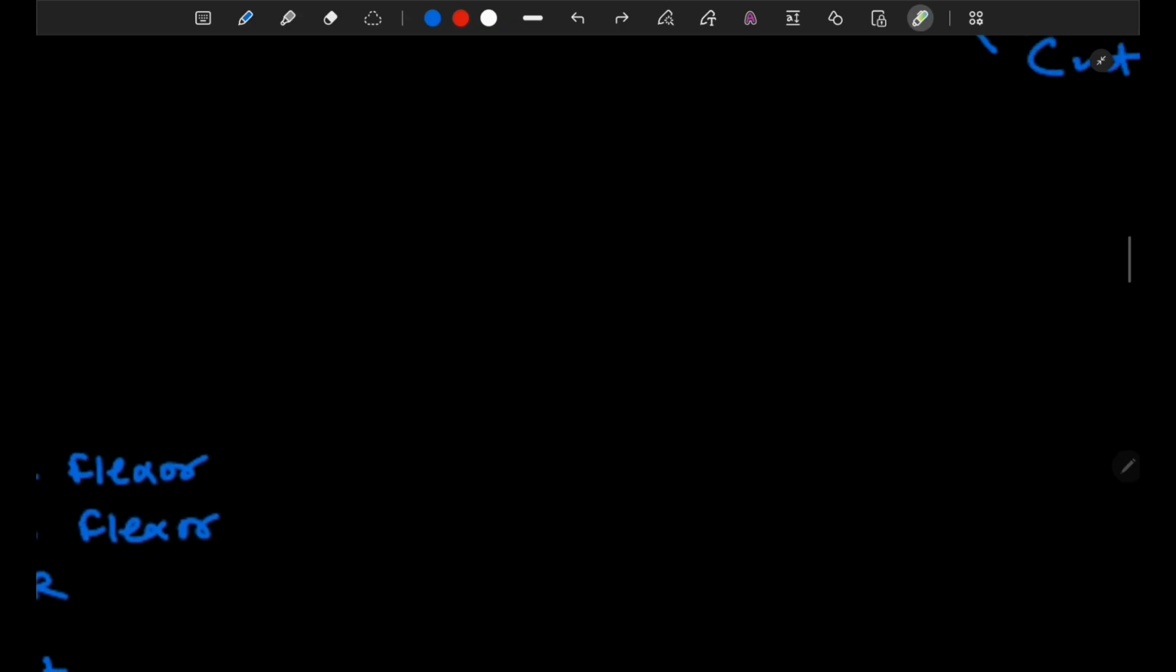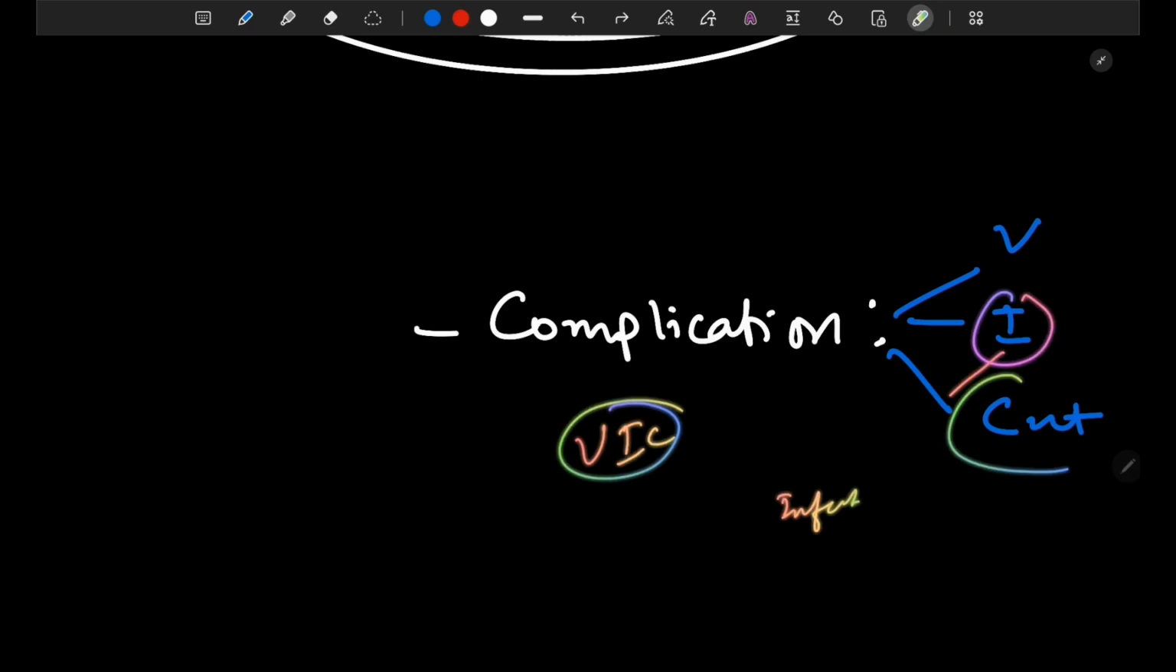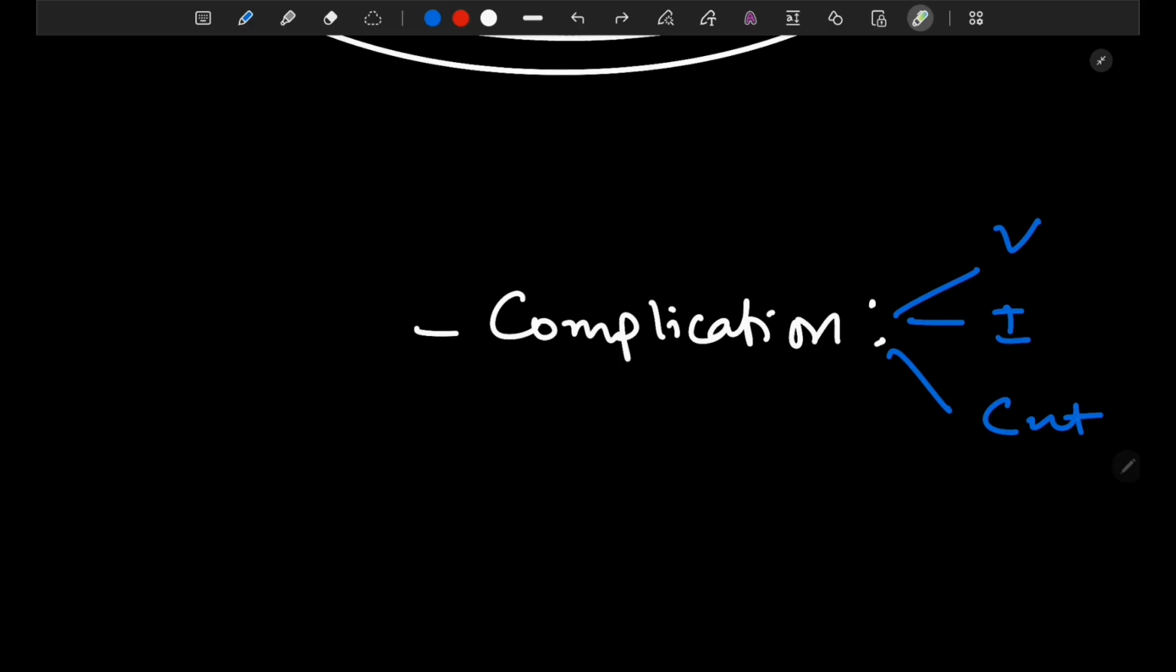The complications of compartment syndrome we can learn with the mnemonic VIC, where V stands for Volkmann ischemic contracture, I stands for infection, and C stands for cut, basically amputation. So the complications of compartment syndrome stand for VIC. Other complications can also happen, like permanent nerve damage or kidney damage due to rhabdomyolysis.